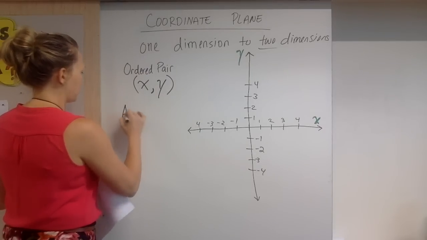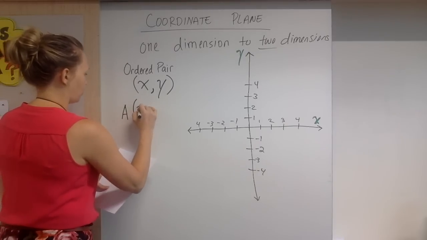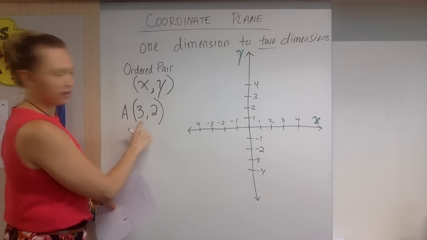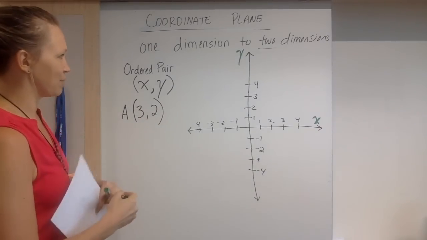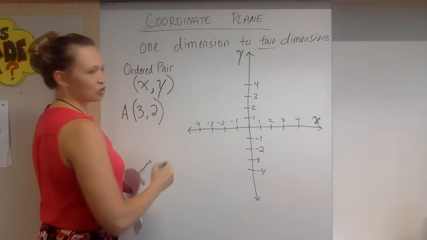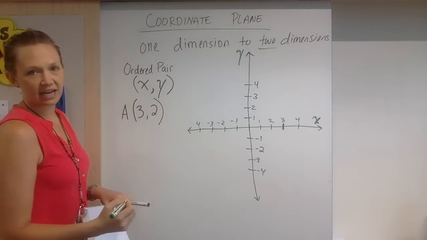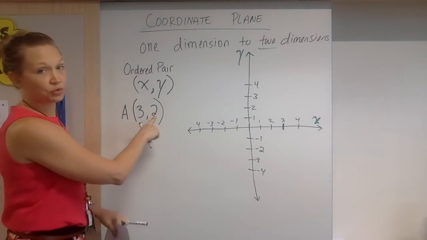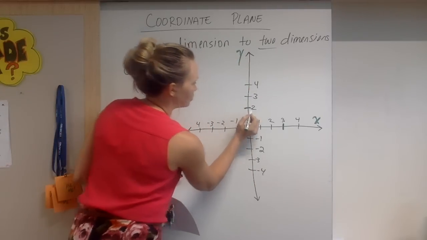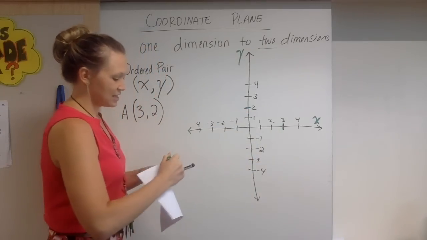We will say the point A is at the location 3, 2. So the x value is 3 and the y value is 2. So let's think about that looking at the coordinate plane. The x is horizontal, so I have to find 3. So here is 3 on the horizontal x-axis. The y is 2, so I go to the vertical and I find 2. Here is 2.